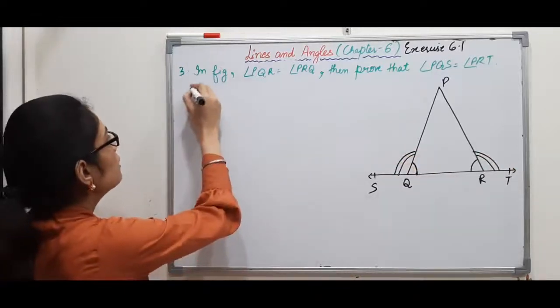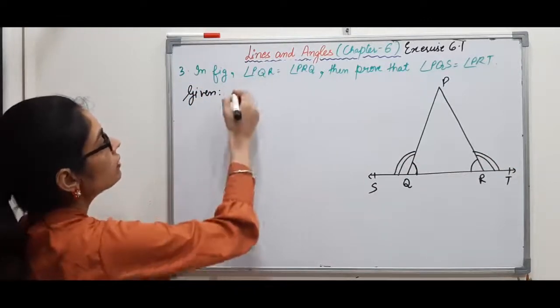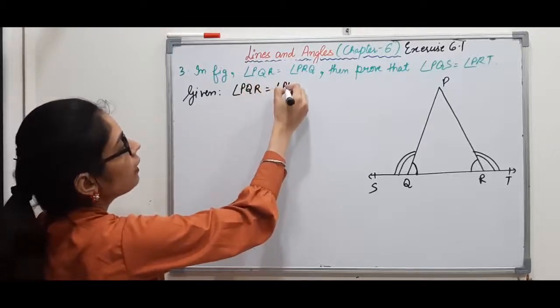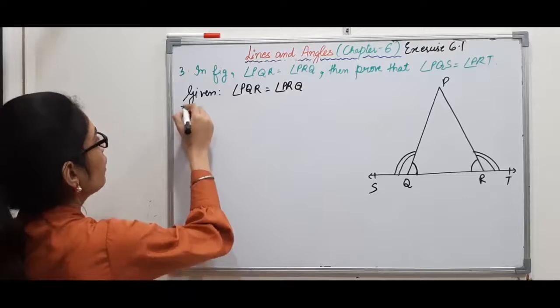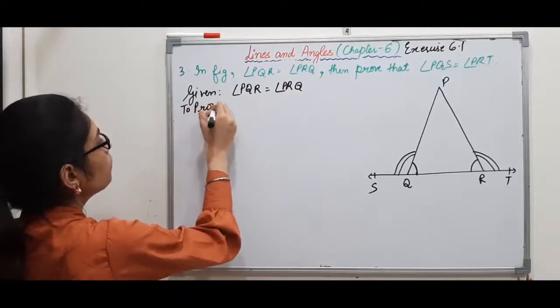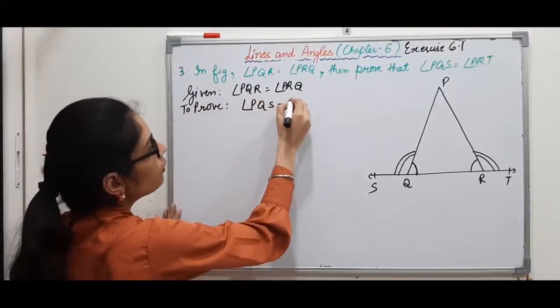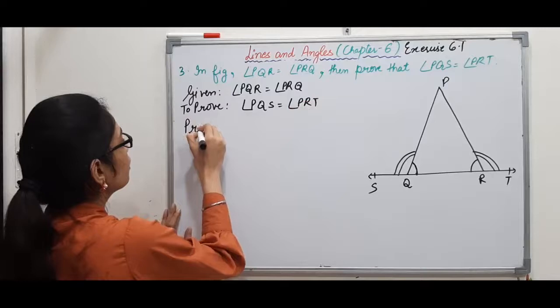So let's start. Same way, first of all we have to write given. So what is given to us? This thing is given to us, angle PQR is equal to angle PRQ. So we can write. Now to prove, because we have to prove this thing, so to prove angle PQS is equal to angle PRT. Then prove.